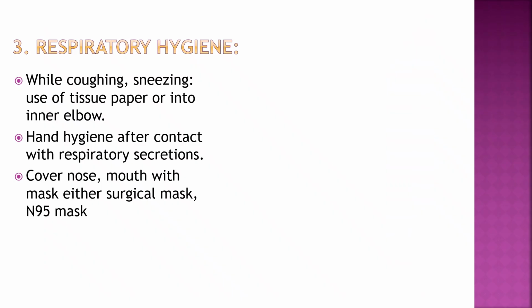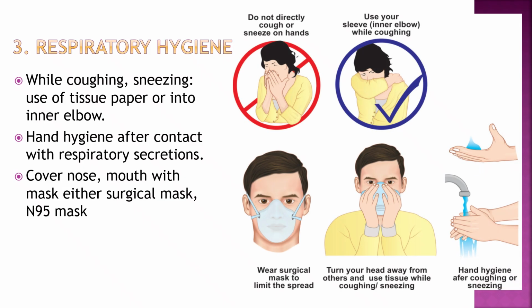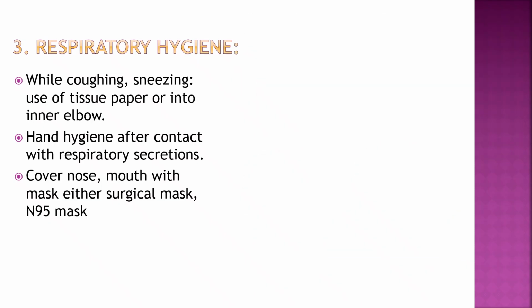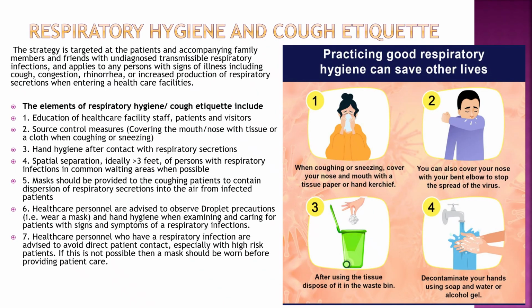So what is respiratory hygiene? While coughing or sneezing, we should use tissue paper, or we should do it in our inner elbow, so that it is not forming aerosol or droplets and not contaminating or transmitting that infection to other persons in that area, the hall or the theater, or wherever the crowded place is. And then hand hygiene should be done after contact with respiratory secretions. Cover nose and mouth with a mask, either a surgical mask or an N95 mask.